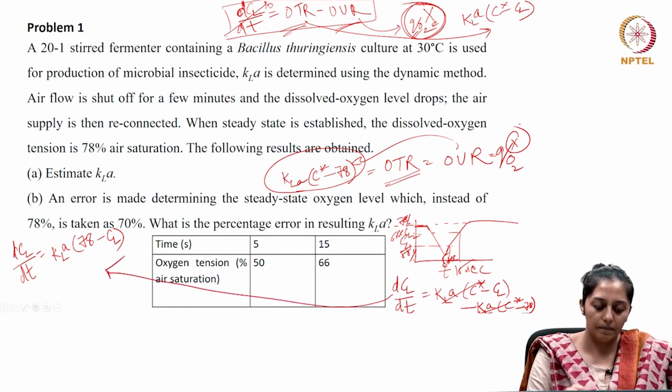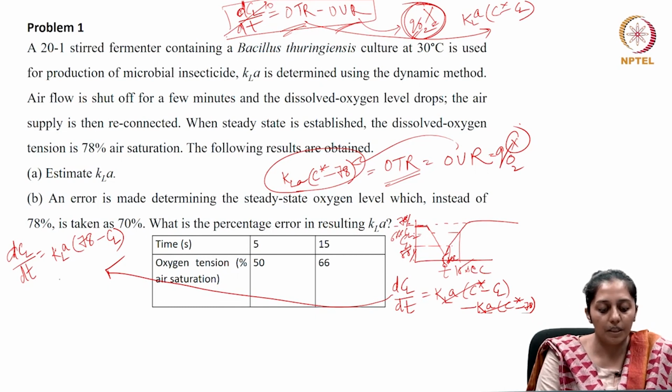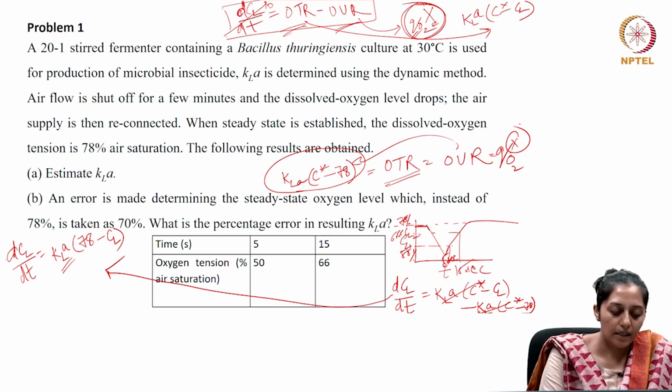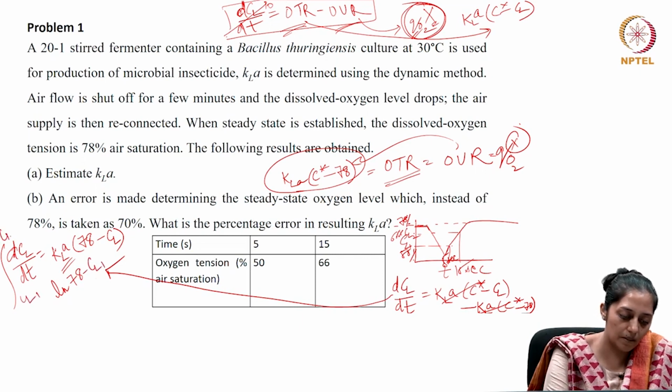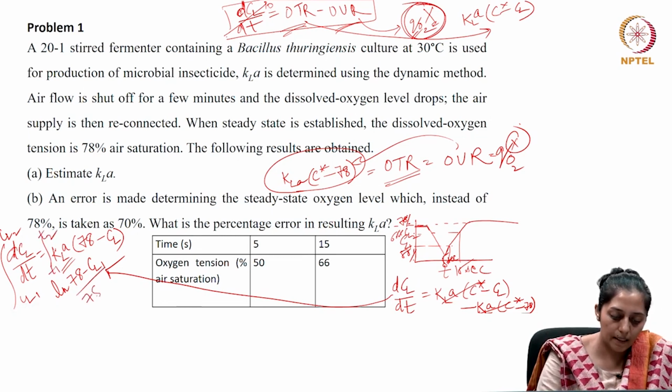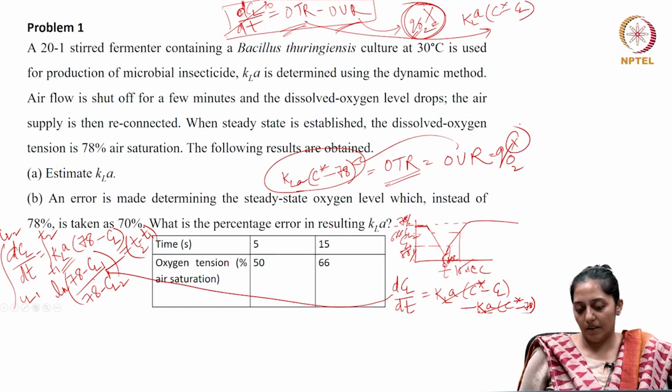This will become this. Now, if we integrate this, if you need to calculate KL given the data CL and T, then let us integrate this. So, integrating this will become ln (78 minus CL1) by (78 minus CL2) equal to T2 minus T1, isn't it? Let us assume this is CL1, CL2 limit, and this is T1 and T2. So, this upon integration can be converted like this.